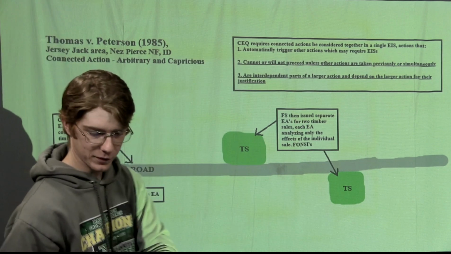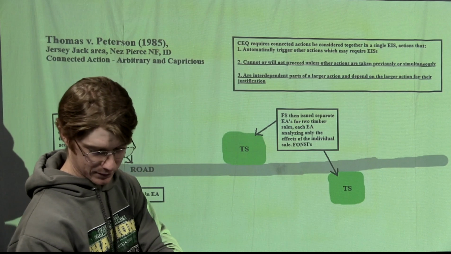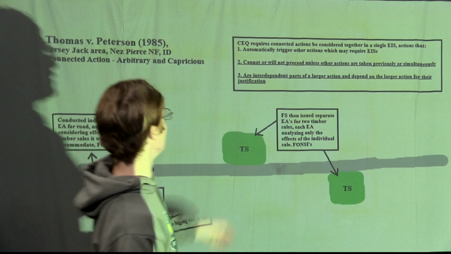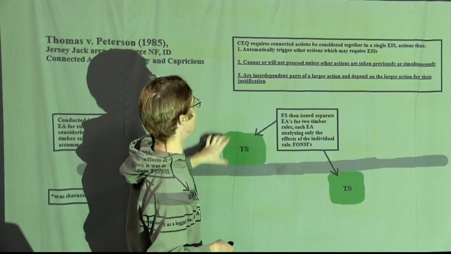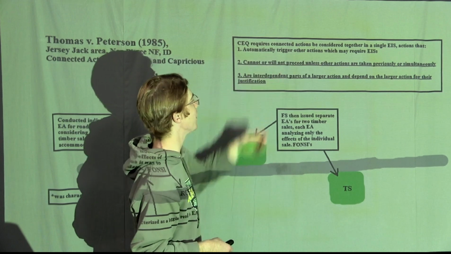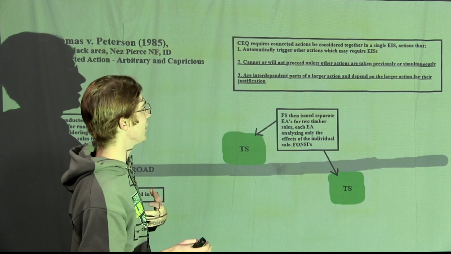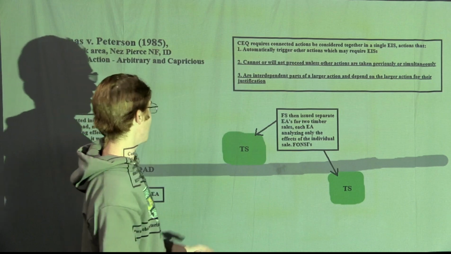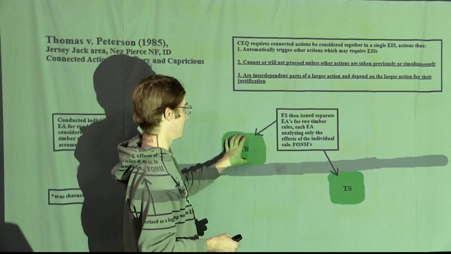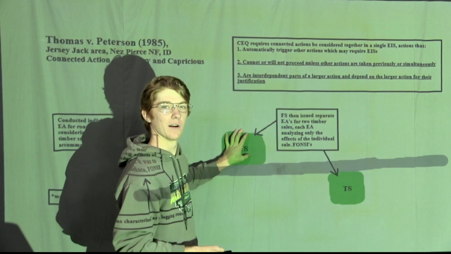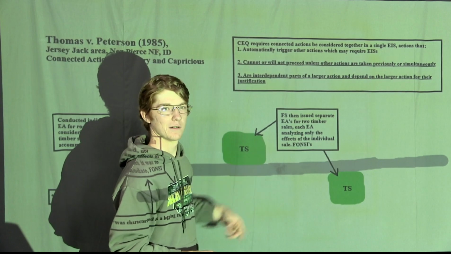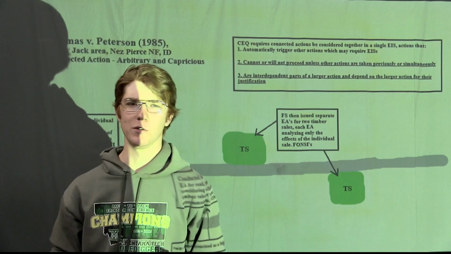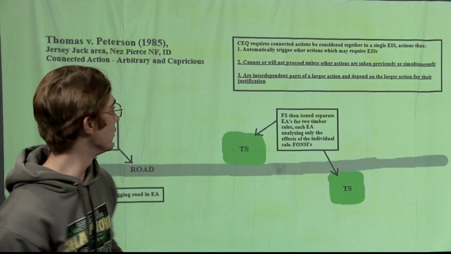I think that was pretty much all I had for this one. But especially these two particularly tied into this, and even the first one, like I said, you could apply: automatically trigger other actions which may require an EIS. When the road was built, the timber sales were triggered, and you could definitely argue that these would require EISs. I don't think that would be unreasonable to assume, but who knows?